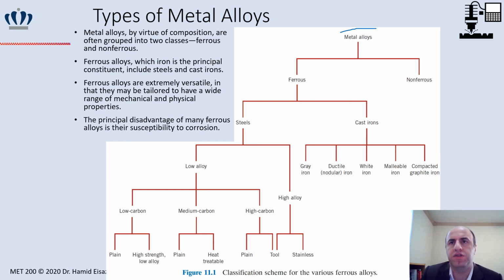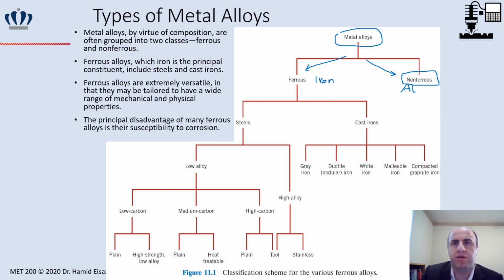As you see in this schematic, metal alloys are divided into two categories: ferrous and non-ferrous. What is ferrous? Ferrous means the main element is going to be iron. So the main element of those alloys is iron. In non-ferrous alloys, the main element is not iron. For example, aluminum alloy is one non-ferrous material. We will talk about these alloys in the next lecture.